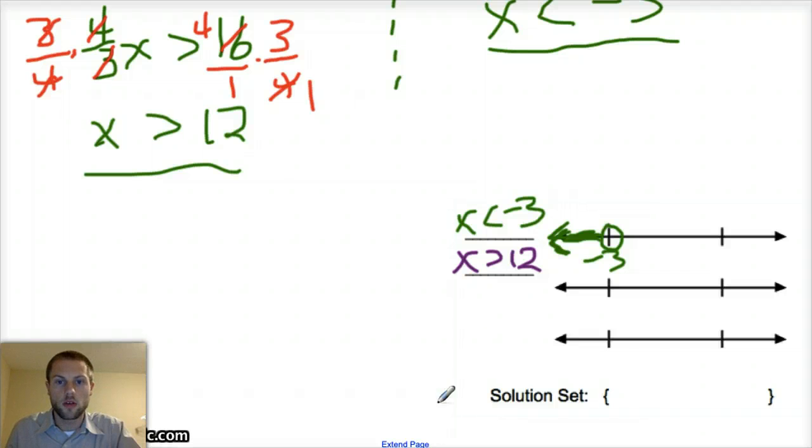Now I'm going to plot this inequality next. X is greater than 12, so let's put 12 over here on the number line, and again an open circle because it's greater than, and I'm going to point this time to the right.